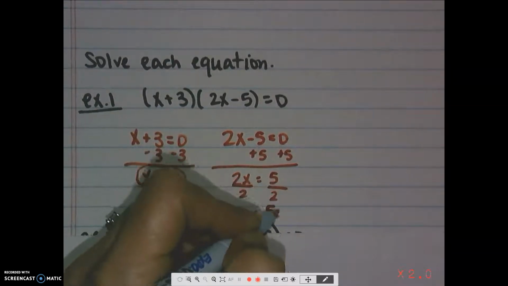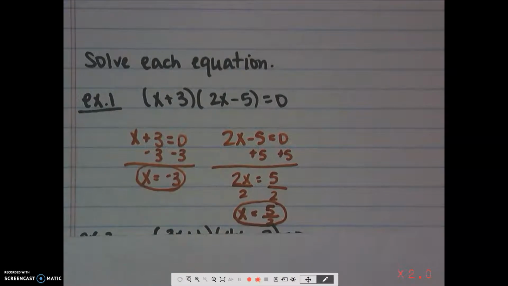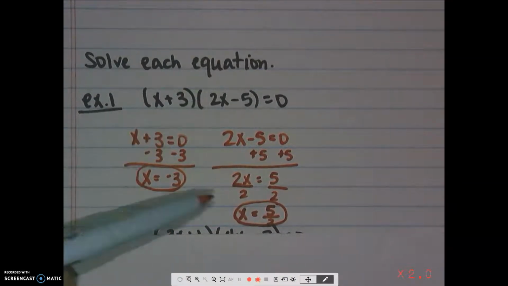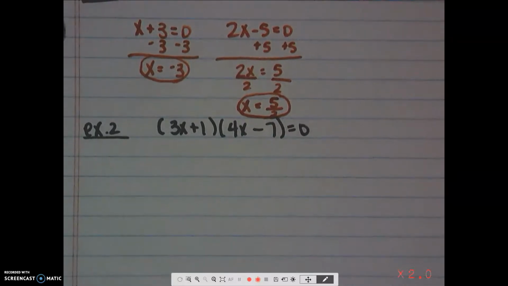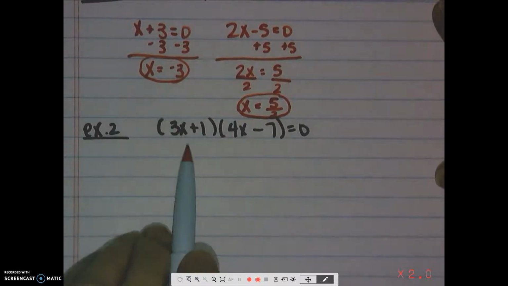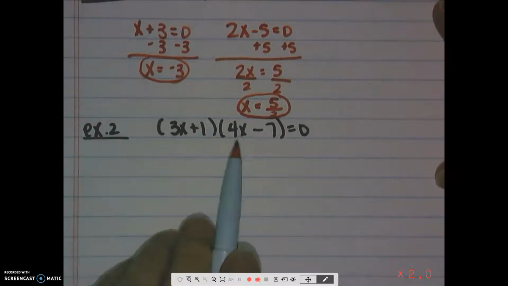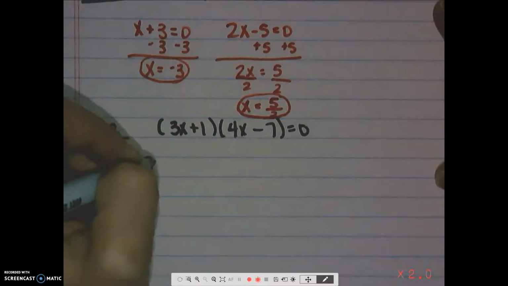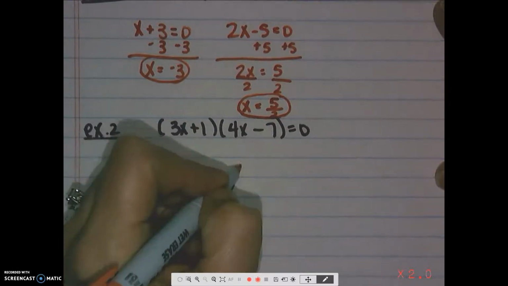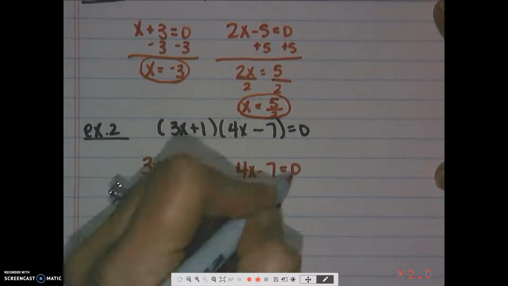You can leave it as a fraction like that. You can write it as a decimal of 2.5. It doesn't matter. But since there were two factors here, that's going to produce two different answers. Okay? So then what if we have the quantity 3x plus 1 times the quantity 4x minus 7 equals 0? Again, we have the product of two things. It's equal to 0, which means either 3x plus 1 equals 0 or 4x minus 7 equals 0.